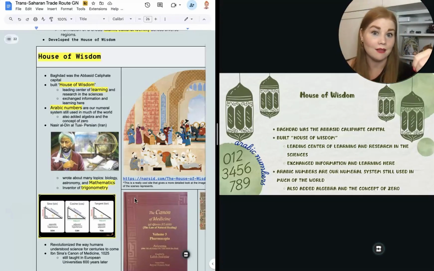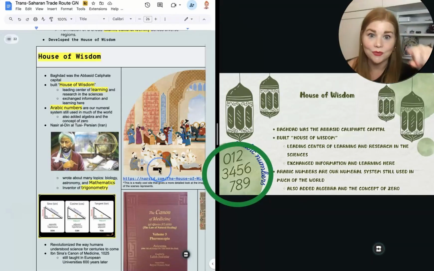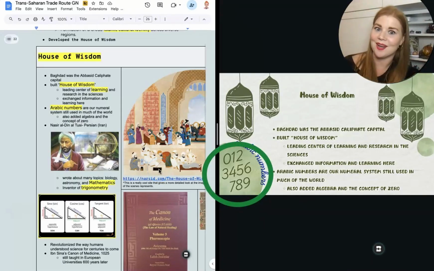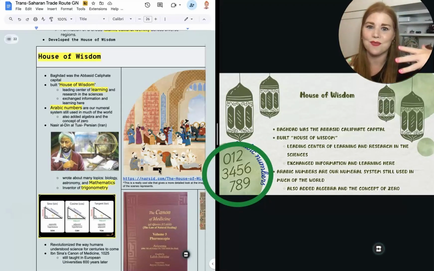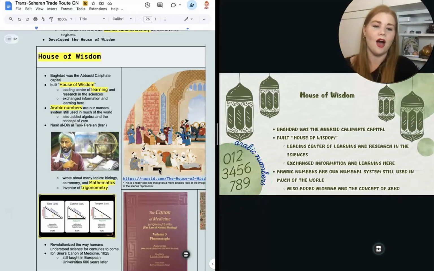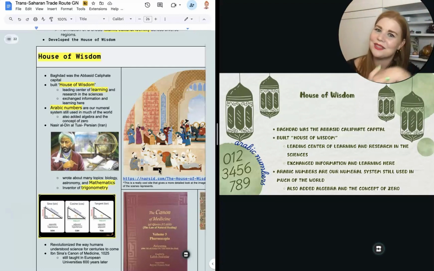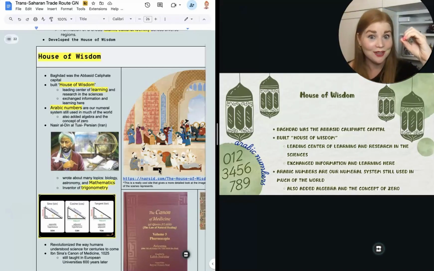If you've taken a math class today or yesterday, and you've written the digits like we do, 1, 2, 3, you've written Arabic numbers. So our whole math system that we use is based on the development of these digits, okay? And our numeral system still is used in most of the world, okay? This is also where we're going to add algebra. So if you love algebra, thank you, House of Wisdom and Baghdad and the Abbasid Caliphate. The concept of zero also is going to come from this time period, okay?